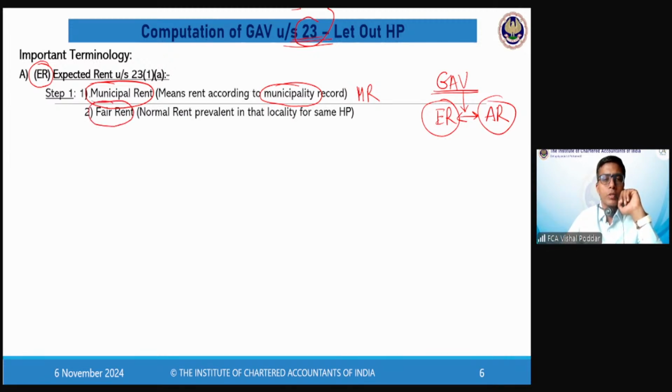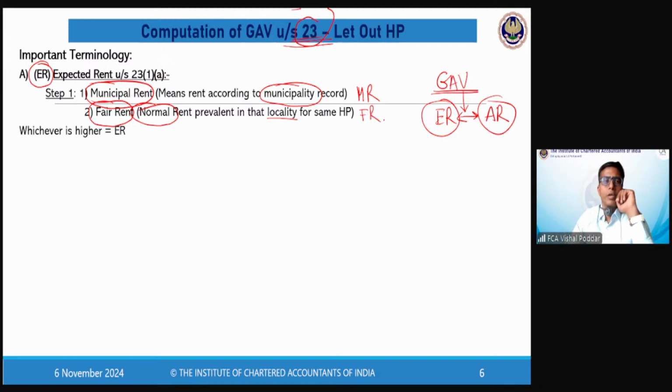Second, find out what is the fair rent. We normally use the word fair market value. So find out what will be the fair rent, that is, if a property like yours in the same locality is given on rent, how much rent would you normally get for a similar property. In short, we call it fair market value, and the fair rent we call FR.